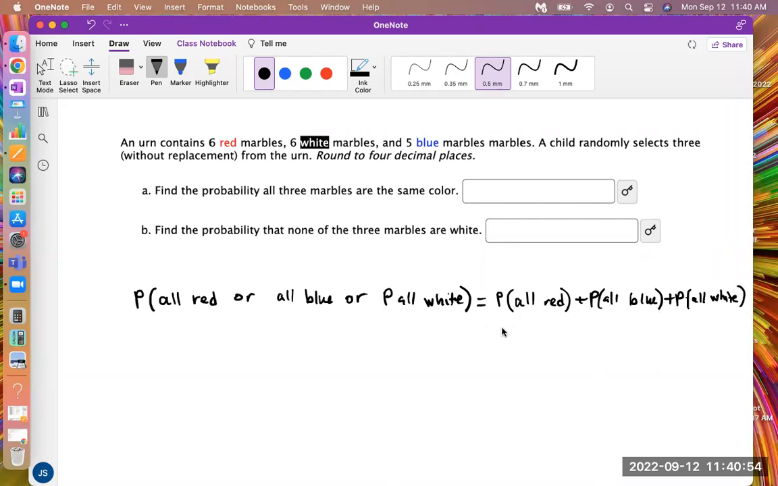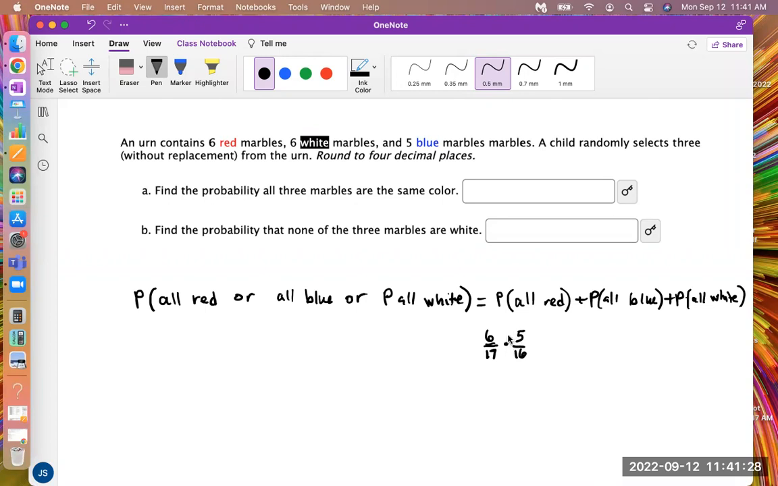So first you find the probability that they're all red. Well, there's 6 marbles originally that are red. So 6 plus 6 plus 5 would be all of the marbles. That's 12 plus 5, 17 total marbles. So the probability the first one is red is 6 out of 17. The probability the second one is red as well is 5 out of 16, because one of the red ones is now gone, assuming that the first one was red.